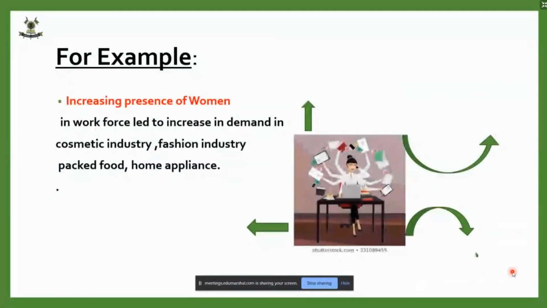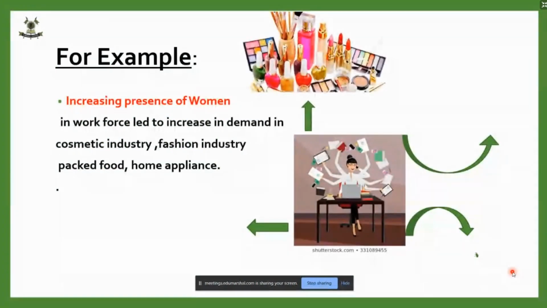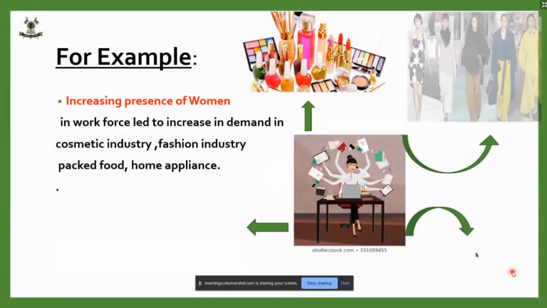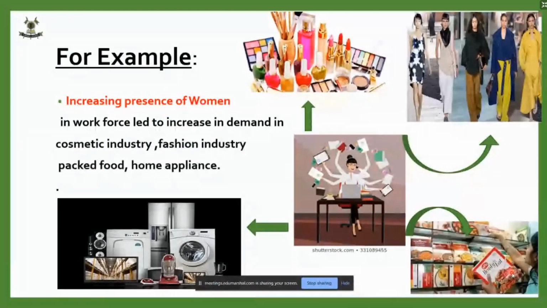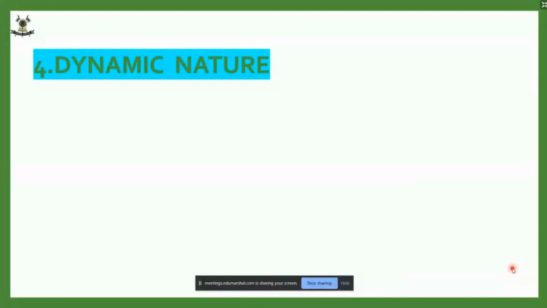We took the example of the working woman, which has increased the business of cosmetics, fashion, packed foods, and home appliances. So these are closely related. A social change is coming, but it is bringing change in other dimensions also. So these are all interrelated. You cannot say that one can be isolated from the other.